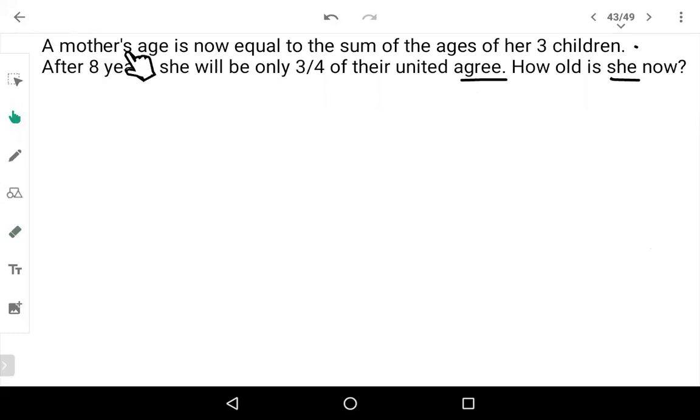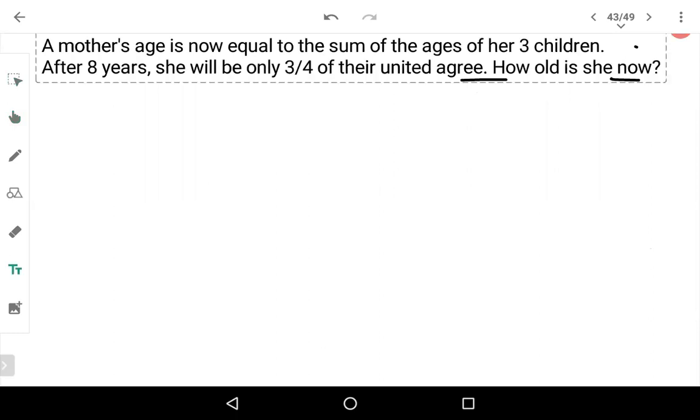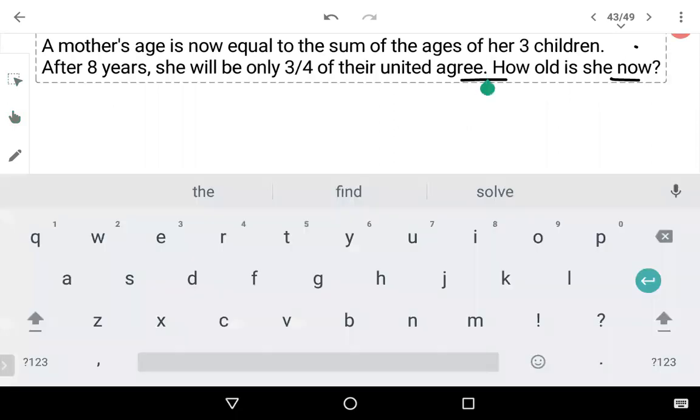Okay. Now let's read this next question. A mother's age is now equal to the sum of ages of her 3 children. After 8 years, she will be only 3/4 of their united age. How old is she now? That is what they're asking us.